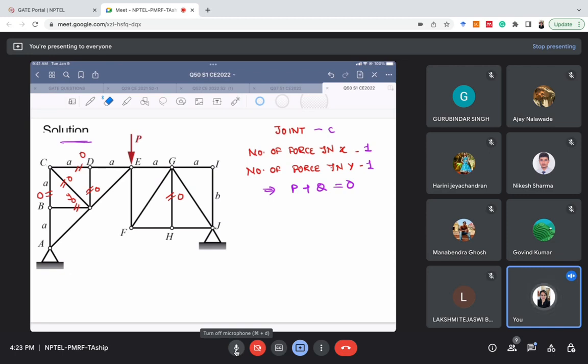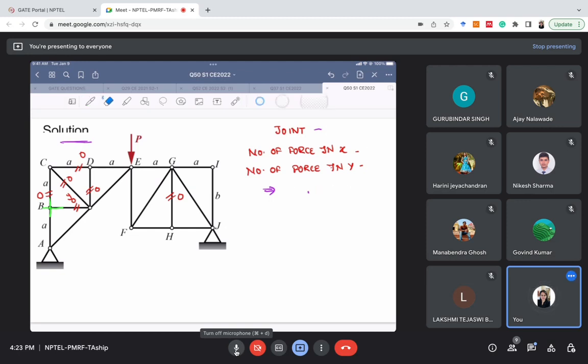Right? So you see how many members we have reduced till now. For this big truss, how many members have we removed from our analysis till now? Which other joint can we analyze now? Let's analyze joint B again.